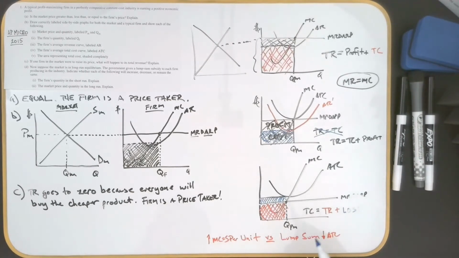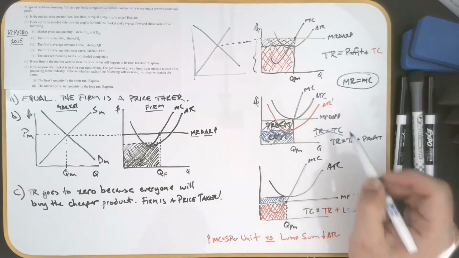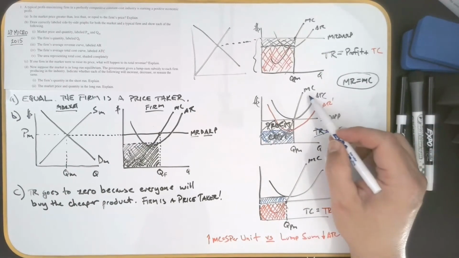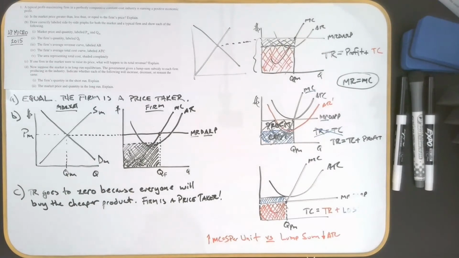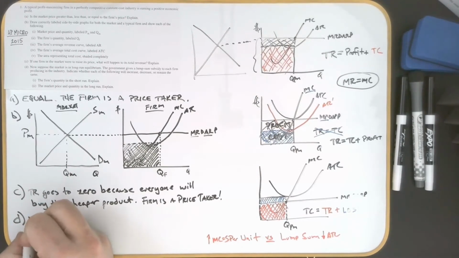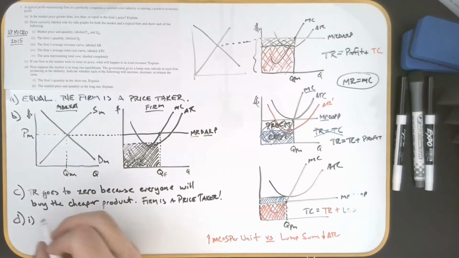Well, here's what they're testing you on. If your ATC moves, did Mr. DARP and marginal cost, did that change? And the answer is no. In fact, they're still intersecting in the same place. So for part D1 I should say, it says, what happens to the firm quantity in the short run? No change.